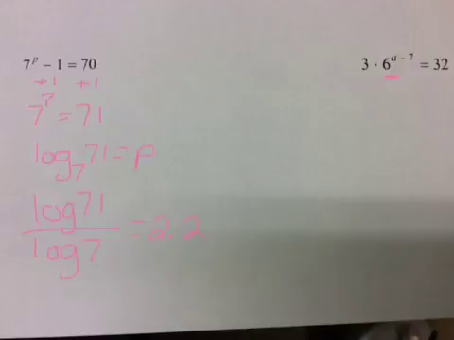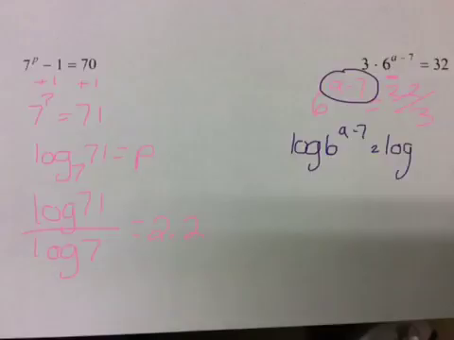So dividing both sides by 3, I'm going to have 6 to the power of a minus 7 equals 32 over 3. The extra step that you see in the exponent is not going to be a big deal. So just leave it there for now. Treat it as just all one thing. Okay, let's take the log of both sides. So log of 6 to the a minus 7 equals log of 32 over 3.